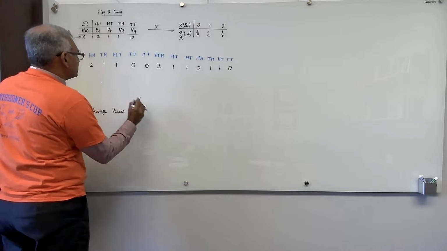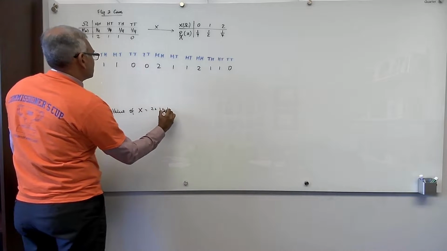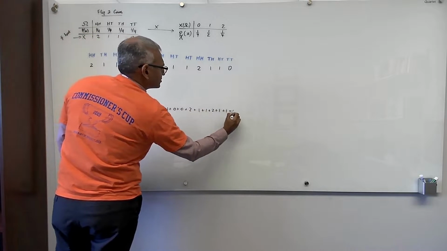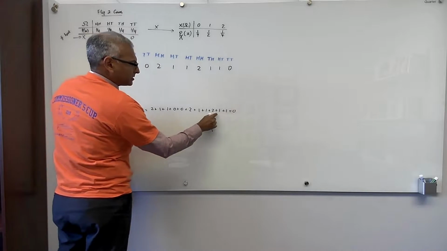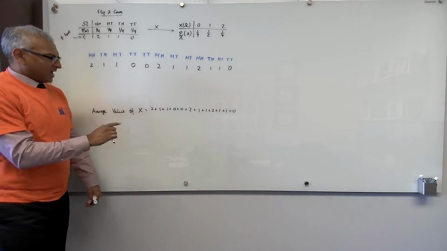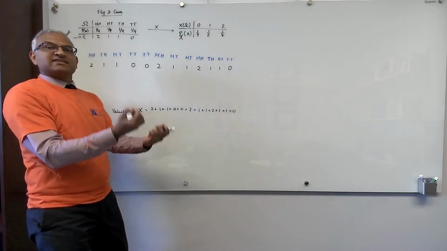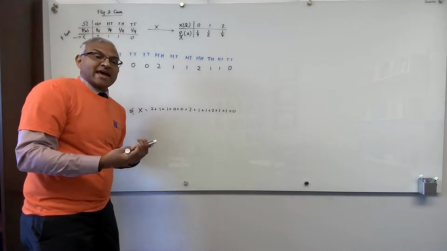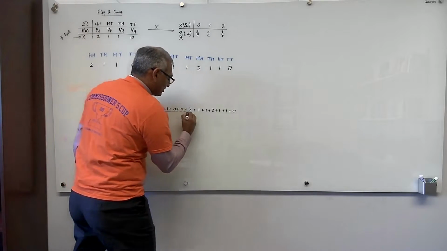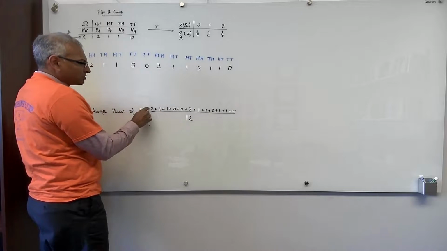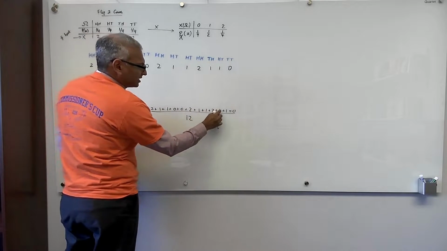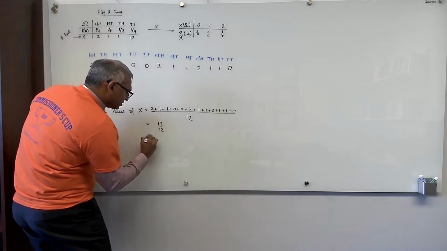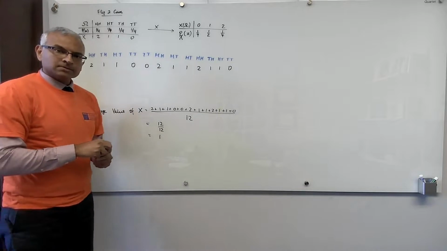Well, we add it all up: 2 plus 1 plus 1 plus 0 plus 0 plus 2 plus 1 plus 1 plus 2 plus 1 plus 1 plus 0. So the 12 outcomes, we add them all up and divide by the number of times we did the experiment. That's the average value of the observed measurement, the average value of X. So we have to divide by 12. Let's add it up: 2, 3, 4, 5, 6, 7, 8, 9, 10, 11, 12. So in this example, it's 12 over 12, which is 1. Okay, good.